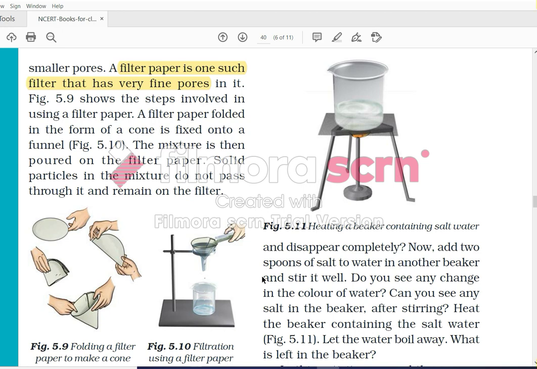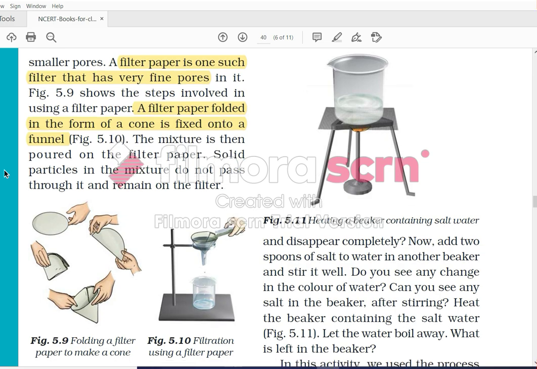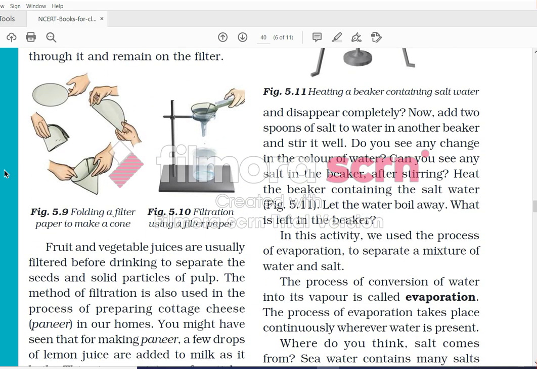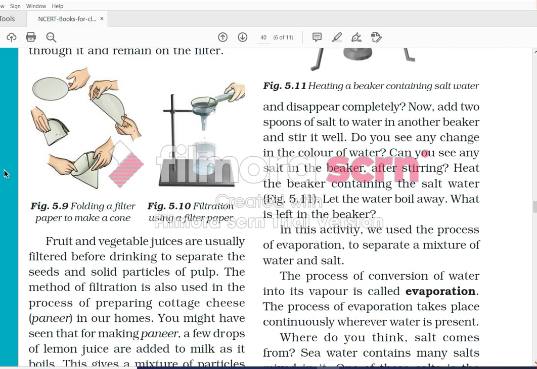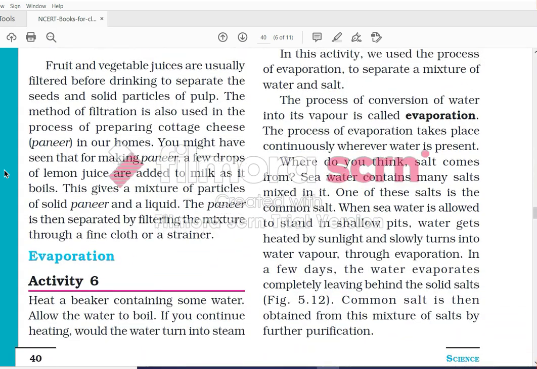A filter paper folded in the form of a cone is fixed into a funnel. The mixture is to be poured onto the filter paper. Soil particles in the mixture do not pass through it and remain on the filter paper. So now the sand particles or the impurities remain on the filter paper and don't enter the glass. So we can say it is filtered and the impurities are removed.